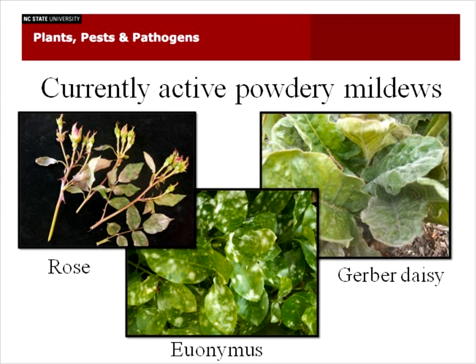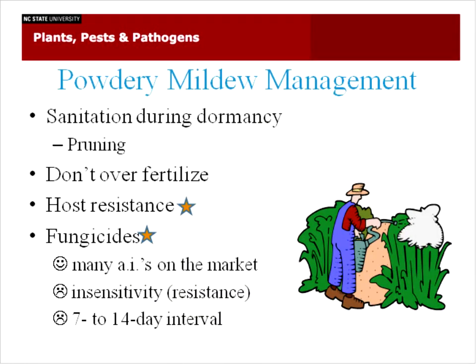There are a number of powdery mildews that are already getting cranked up outdoors this year on rose, on euonymus, and on Gerbera daisy. We'll probably be seeing it before too long on dogwood, although of course it's a little more subtle there. Keep an eye out for it on the Kousa, of course. And the management, well, a little bit late now, but during dormancy, pruning may be useful for managing powdery mildews. Remember not to over-fertilize, because that lush growth is especially appetizing to the powdery mildew fungi.